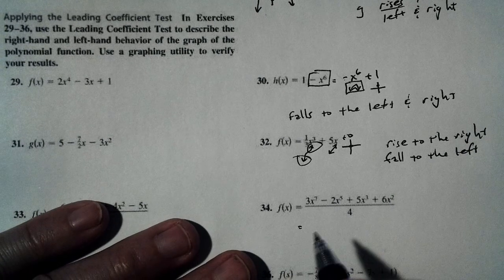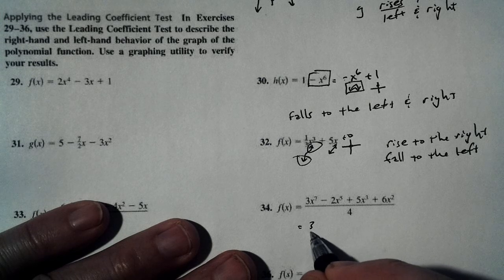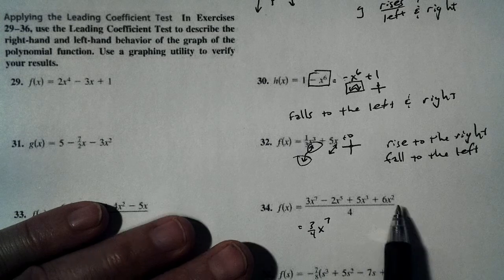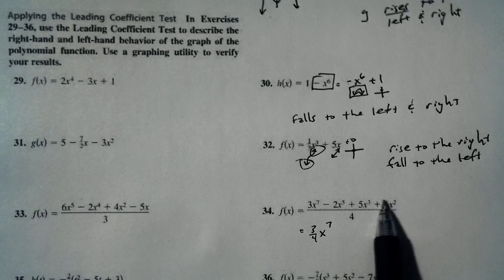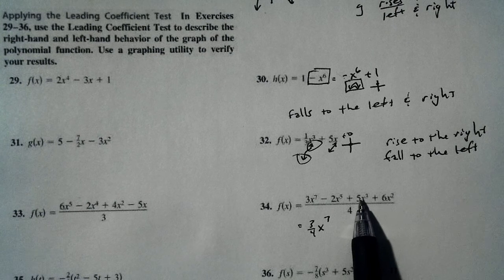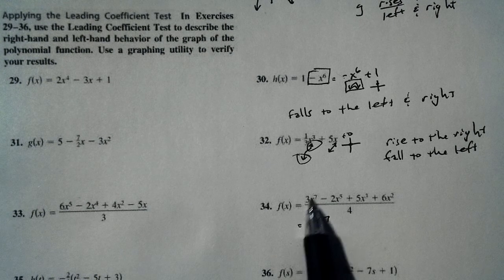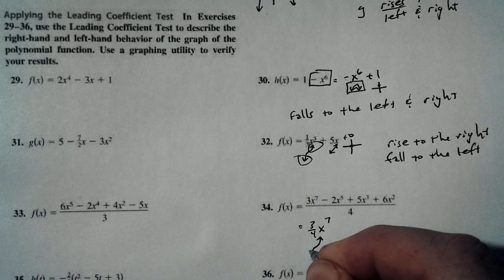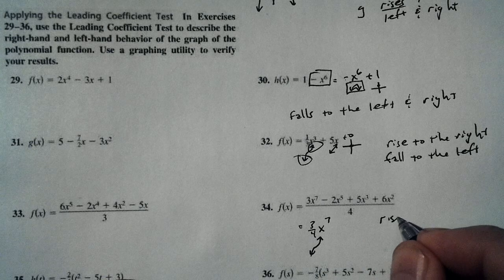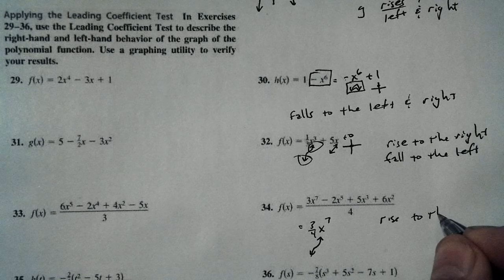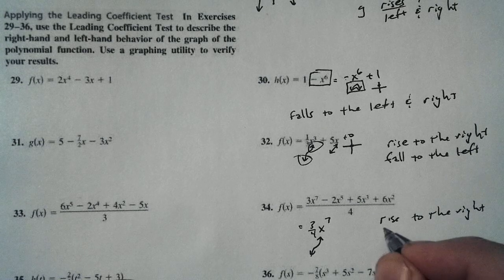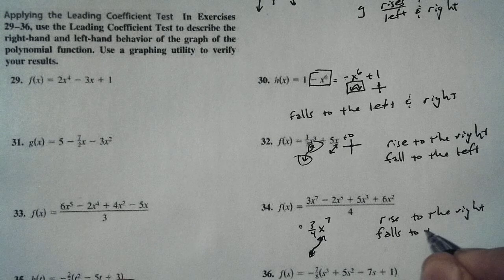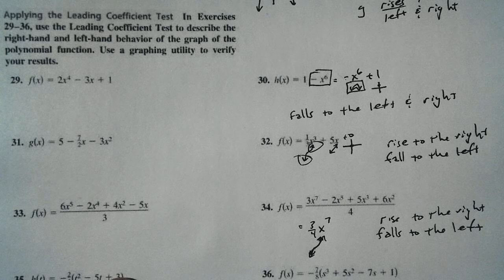Okay, 34. Our first term here would be 3/4 x to the 7th, and that is the dominant term eventually. Hey, this thing's going to wiggle around a while. It's going to start out looking like a parabola, try to look like a positive cubic, then a negative to the 5th, but eventually it's going to look like a positive to the 7th. And positive to the 7ths look like that. So this rises to the right and falls to the left, and we should need no calculator to do that.